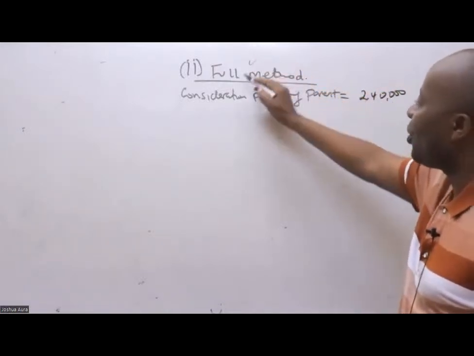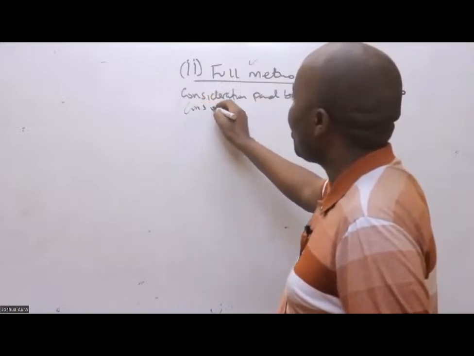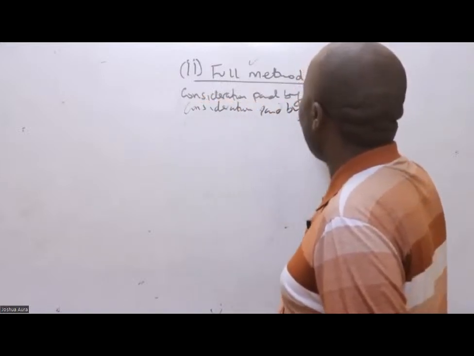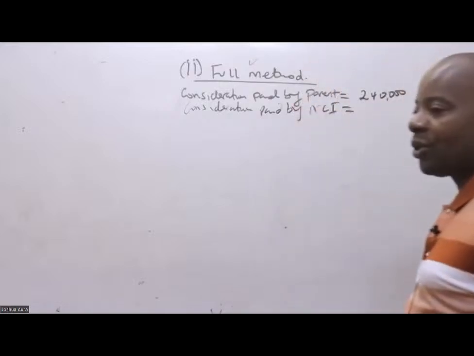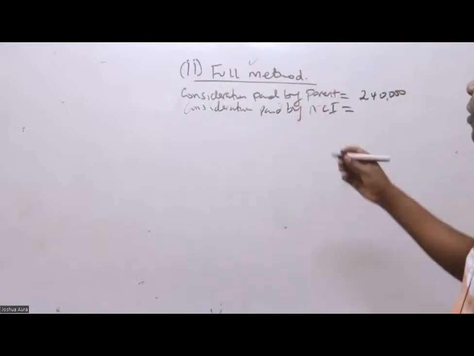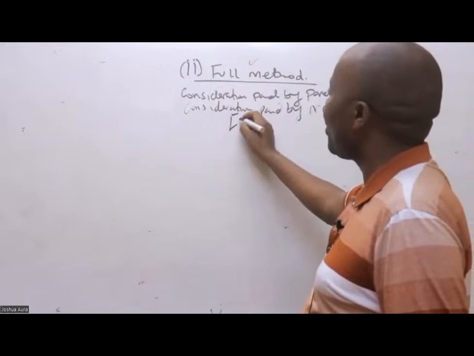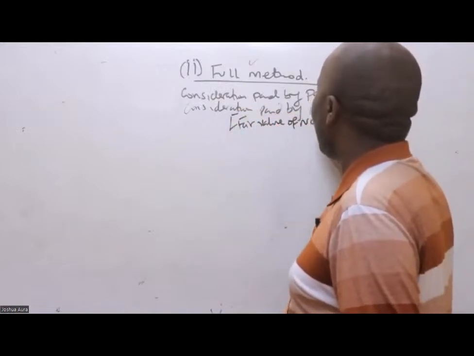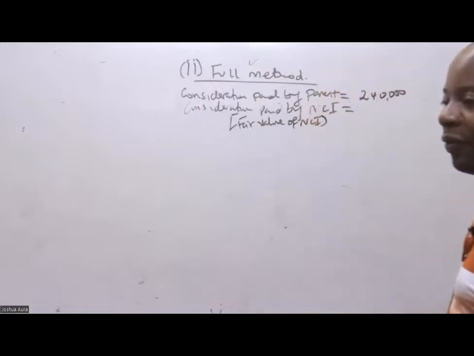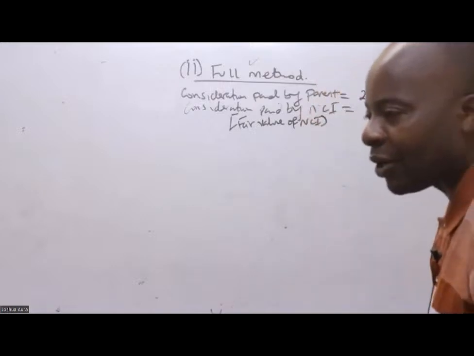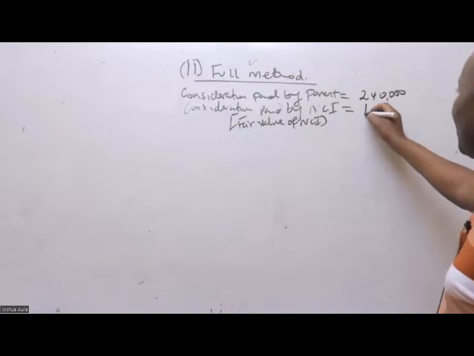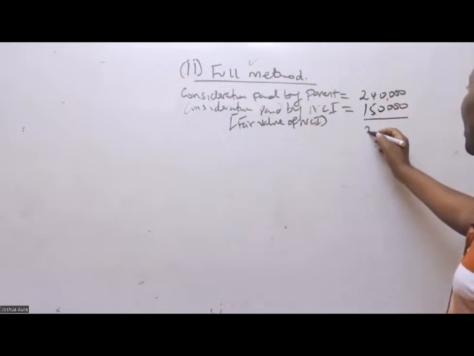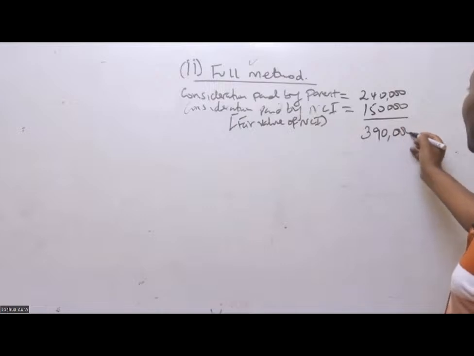Because it's the full method, we must also talk about consideration paid by the NCI, the fair value of the NCI. Is there anybody who is able to see the fair value of the NCI? According to the student, it's $150,000. So in this case here we have $390,000. Great.